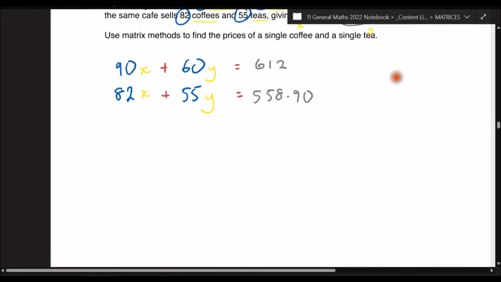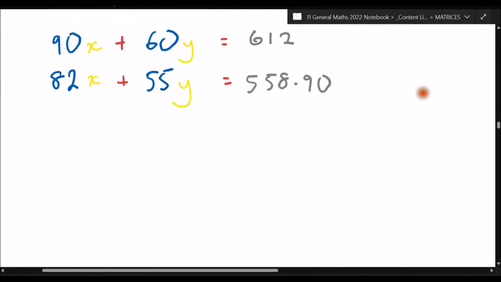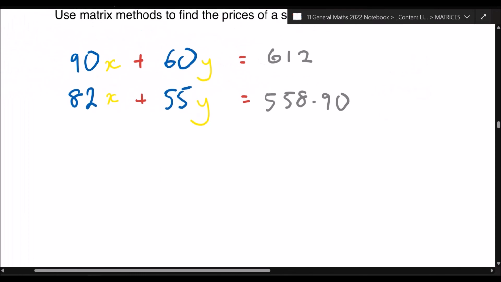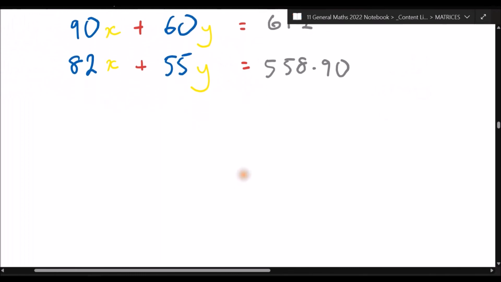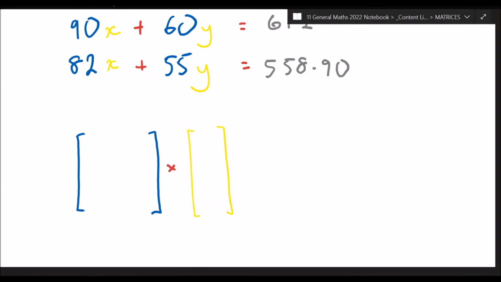We now need to put this into our matrix form. So remember, watch the previous video if you haven't already, so you understand how to do this. But you need to split this up into three matrices. So your number matrix, multiplied by your letter matrix, and then equals the answer matrix. Okay, so let's put it in.